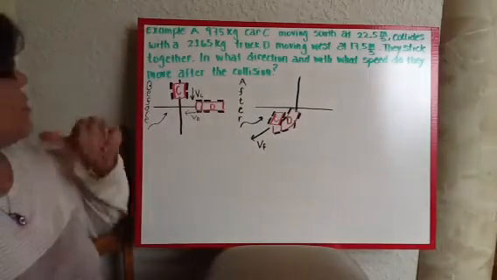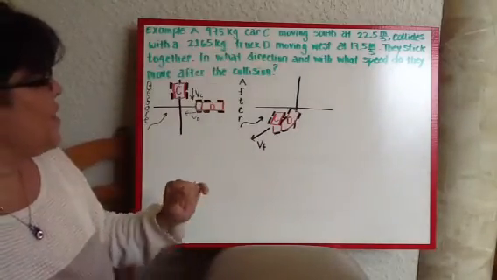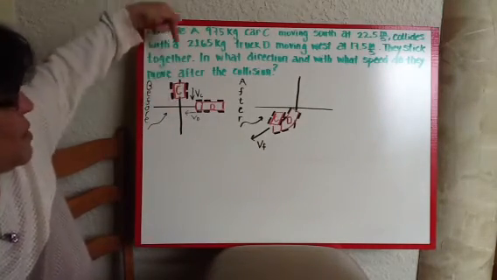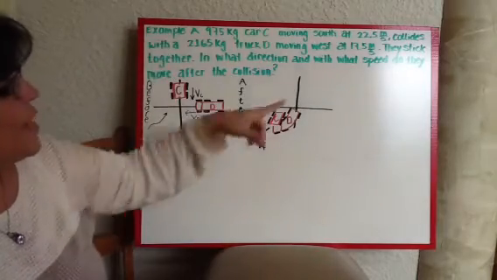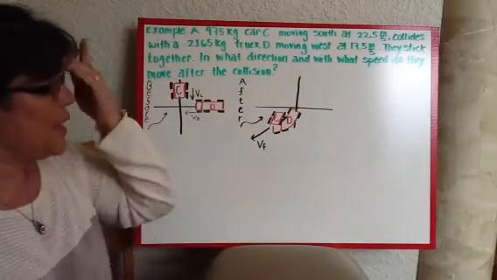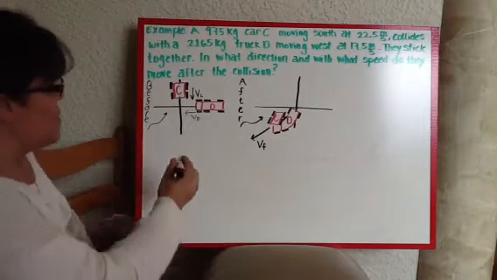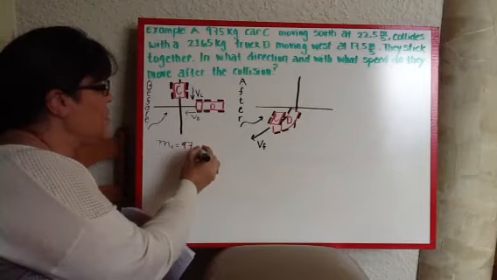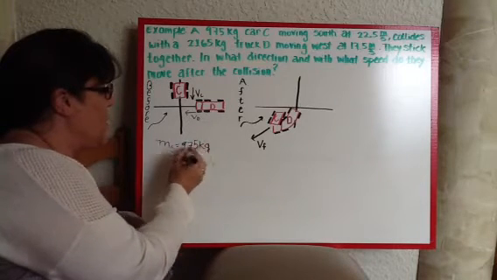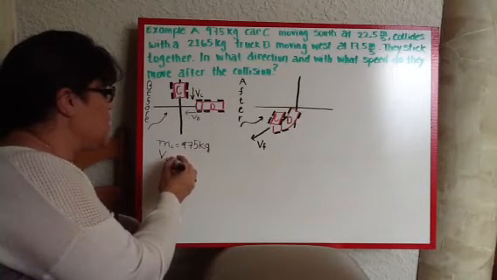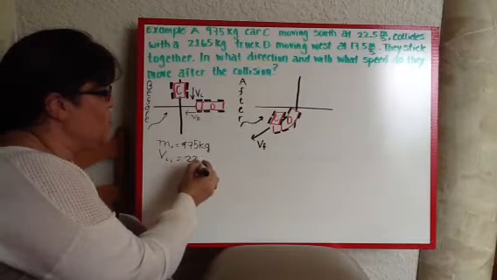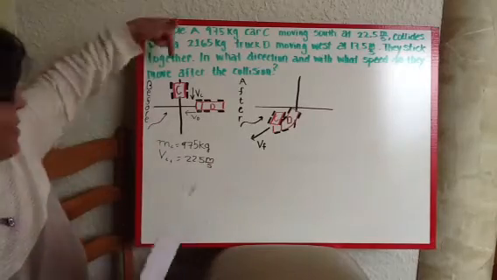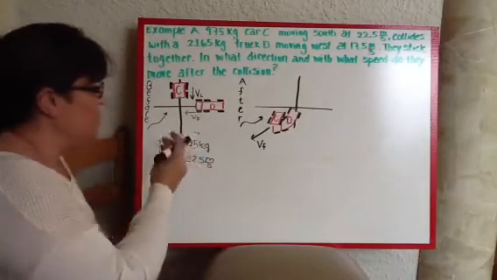Okay. So here's our example. We have a 975 kilogram car, and we're going to call that car C, and it's moving south. So it's going to be moving in a negative y direction at 22.5 meters per second. So our given is going to be the mass of car C is 975 kilograms, and the velocity of car C initial is going to be 22.5 meters per second. Now, is that going to be a positive or negative? It's going to be negative.